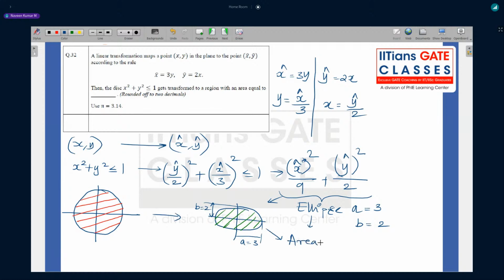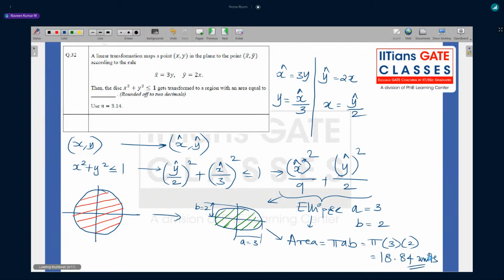The area of the ellipse is pi a b. Just do it: pi into 3 into 2. That is approximately 18.84 units. They didn't give any units, so it is just some units. That kind of simple question it is.